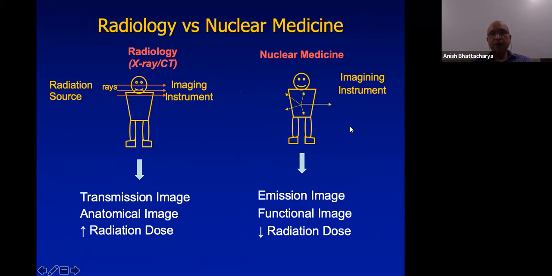And in nuclear medicine, as I said, you administered the radiation source, that is the isotope, into the patient, and then it emits these rays all around. So when you're talking imaging, then it's gamma radiation, which is coming out, which is caught on an imaging instrument, which is a gamma camera or a PET scanner. So these are emission images, which are essentially functional images with a much lower radiation dose.